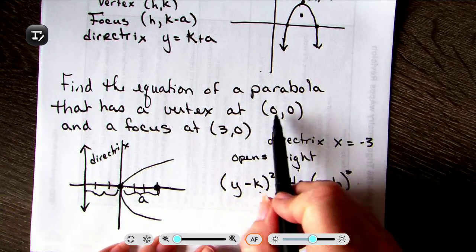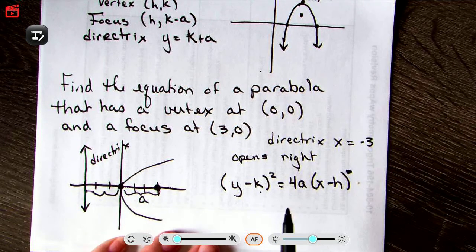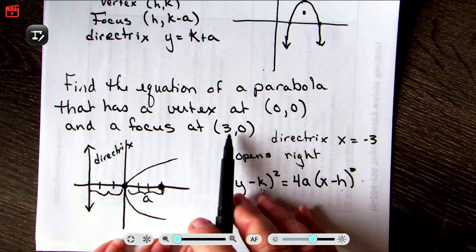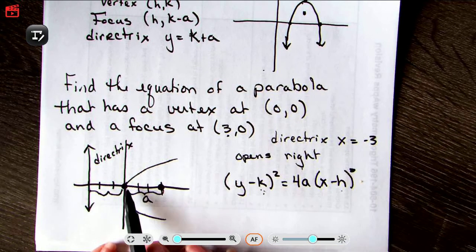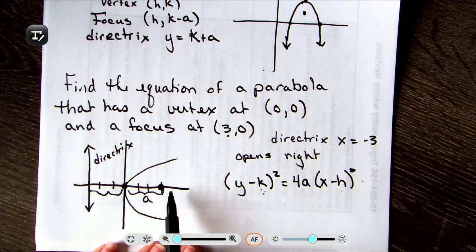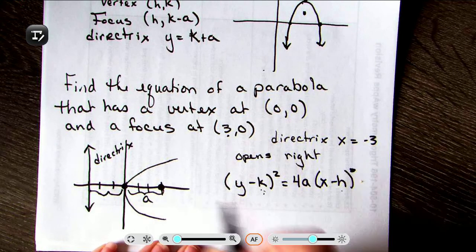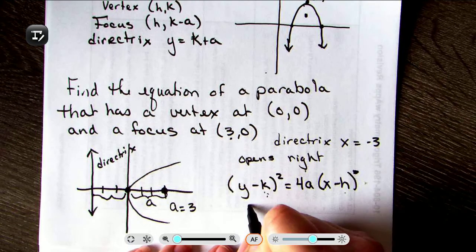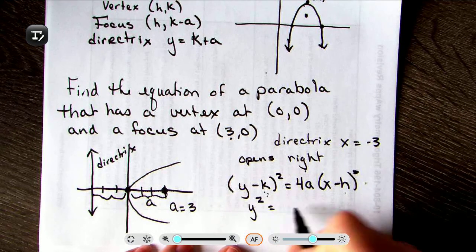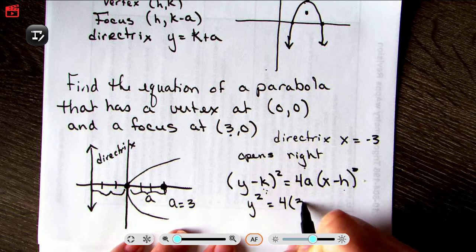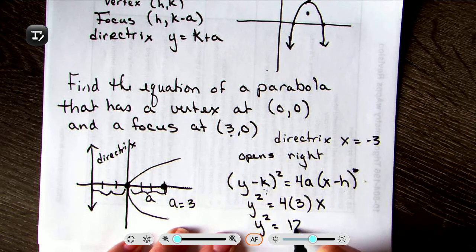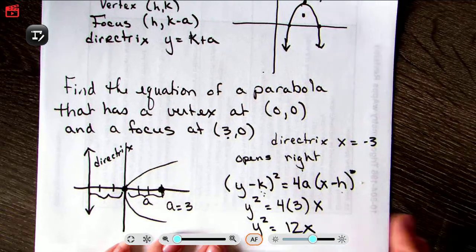Now my vertex is (0, 0), so that tells me that both h and k are 0. I also know by this focus at 3 that the distance from the vertex to the focus is my a value, so a is equal to 3. Now I can substitute all my pieces in. So y squared equals 4 times 3 times x, or y squared equals 12x.